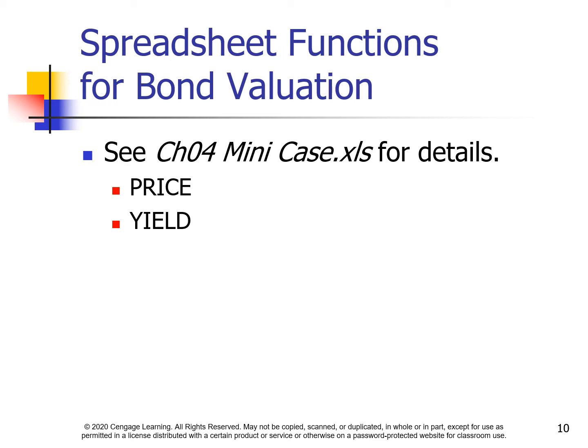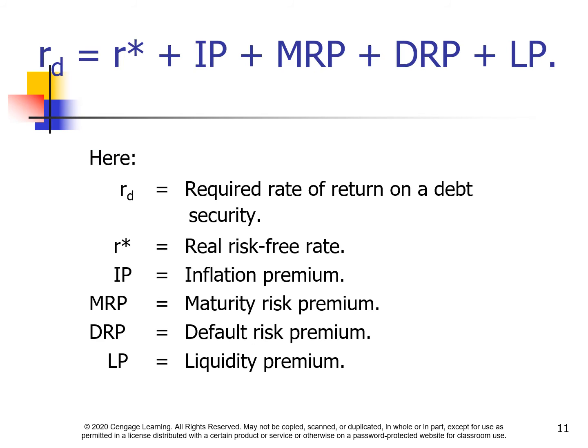Excel spreadsheet functions for bond valuation. To get the bond price, we can use the price function or the yield function in Excel. The interest rate will be the real risk-free rate plus inflation premium plus maturity risk premium plus default risk premium and plus liquidity premium.